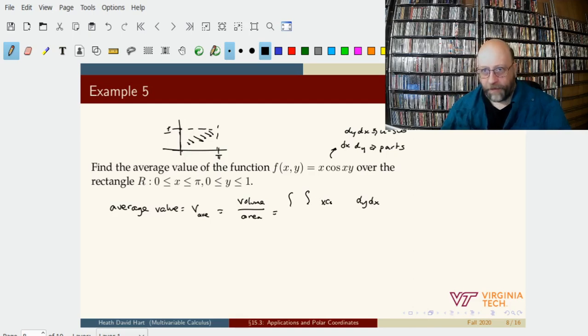So we get x cosine xy. All right. The outer boundaries are the x boundaries, and they go from 0 to pi. The inner boundaries are the y coordinates. Well, if we travel in the y direction, we just enter at 0 and leave at 1. This is a rectangle, so nothing's crazy there. And the area of the rectangle, we don't need calculus. The area is just base times height, which is just pi. Okay.